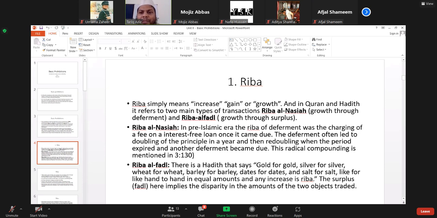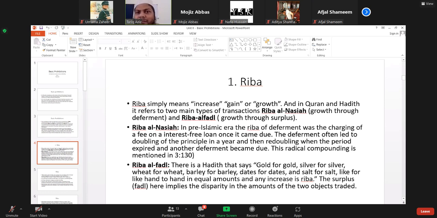So, the growth of 10 rupees is because of deferment. So that is riba al nasiya. Another form of riba that is also prohibited, but not very relevant in today's context, is riba al fazl. Normally people confuse between these two things, and in a matter of riba al nasiya, that is interest, they bring the concept of riba al fazl. So riba al fazl is different.